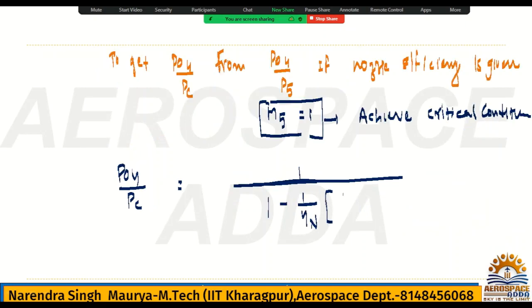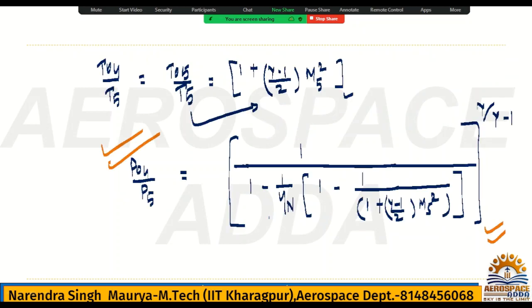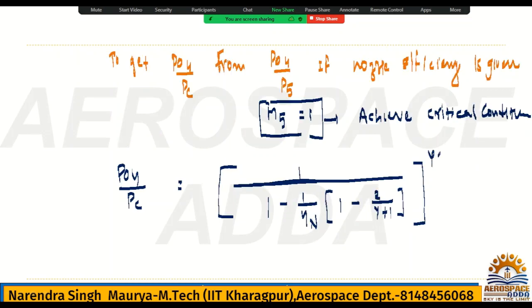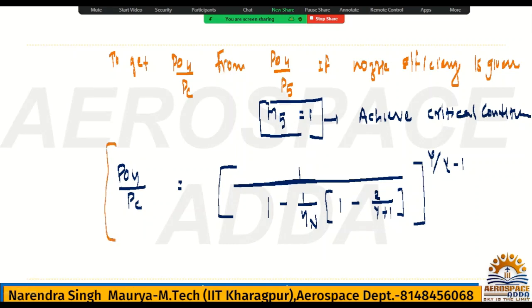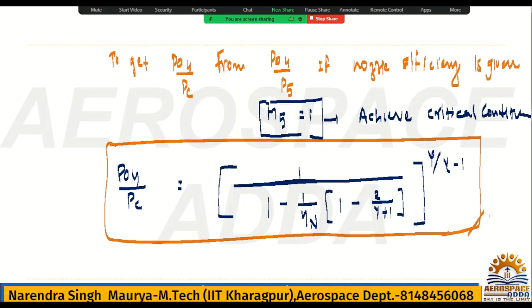So I can write 1 minus 2 upon gamma plus 1, the whole power is, check, gamma upon gamma minus 1. So this is the P04 by PC in terms of nozzle efficiency. Okay, this is also very important. I told you P04 by PC, both cases. If nozzle efficiency is not given, then I have shown you previously that formulation, but if nozzle efficiency is given, then this formula will be used.